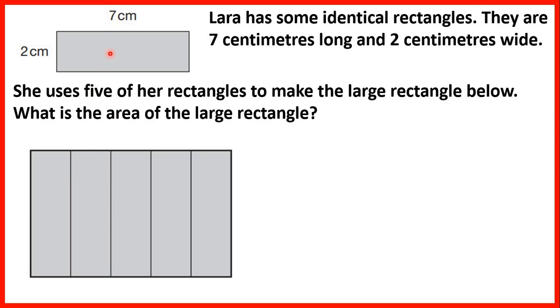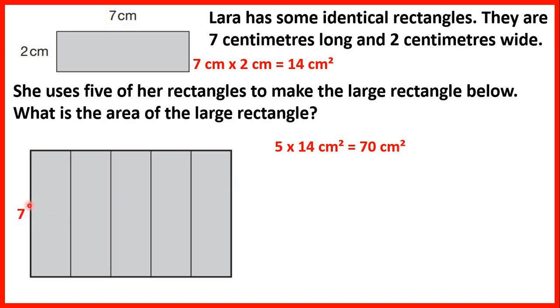And to find the area of a rectangle, we multiply the width and length. So 2 times 7, or 7 times 2, is 14, so the area of a small rectangle is 14 centimetres squared. So because this large rectangle is made up of 5 of these, we can multiply 5 by 14 centimetres squared, and 5 times 14 is 70, so the area is 70 centimetres squared.